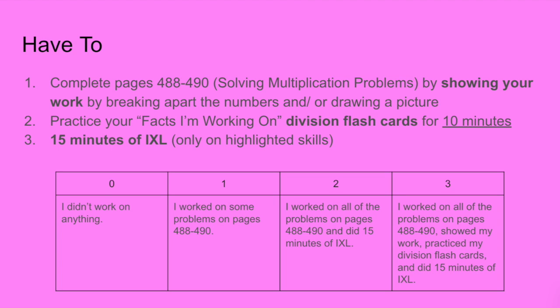And then also 15 minutes of IXL only on the highlighted skills. Please make sure that you're doing this. I'm tracking it, and that's the only way that you can get full credit is if you did 15 minutes of IXL as well. So in order to get a 3, you need to say that I worked on all of the problems on pages 488 to 490, showed my work, practiced my division flashcards, and did 15 minutes of IXL.